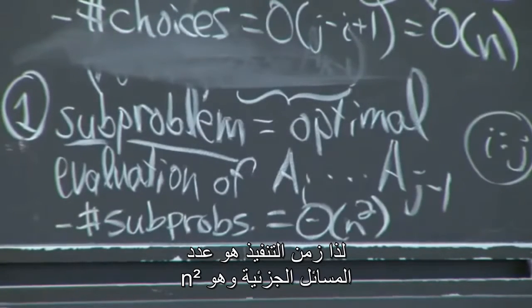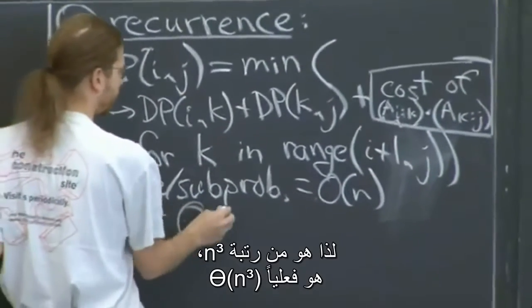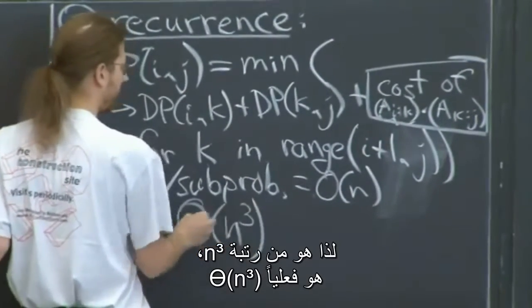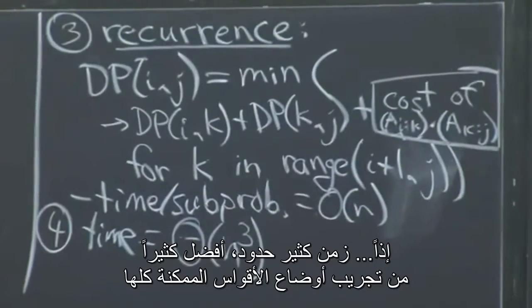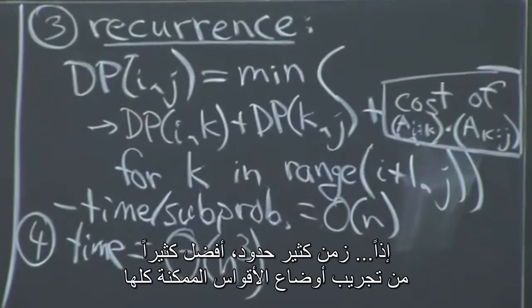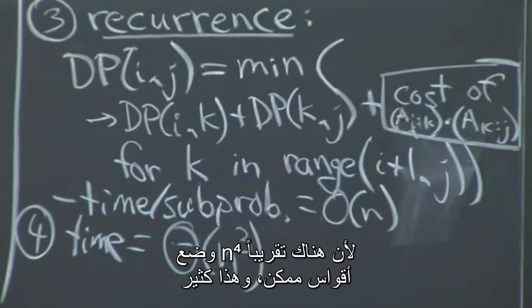So the running time is the number of subproblems, which is n squared, times linear for each. And it's order n cubed. It's actually theta n cubed. So polynomial time, much better than trying all possible parenthesizations. There are about 4 to the n parenthesizations. That's a lot.